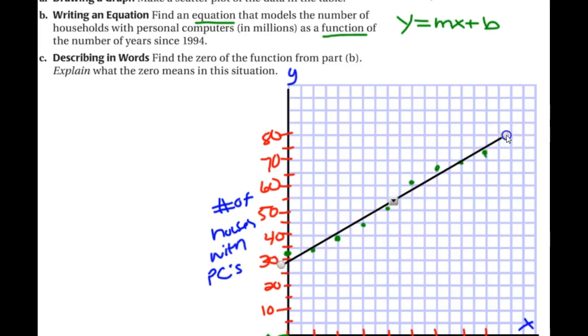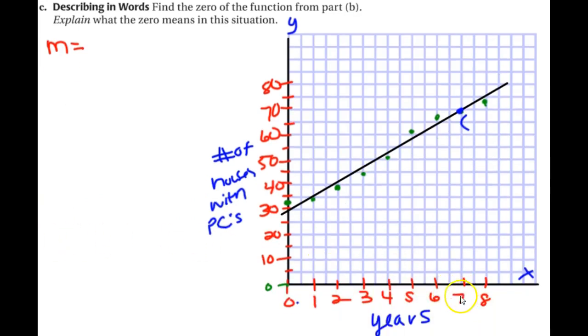I'm going to say that's probably a really close line. So if we want this equation, we need to find our slope. I'm going to pick 2 points on my line to find my slope. Well, I go through this point, so I'm going to use that point, which is x is 7, and y is at about 70. And then I also went through, I'm going to say this point is close enough, at 1, we're at about 35.